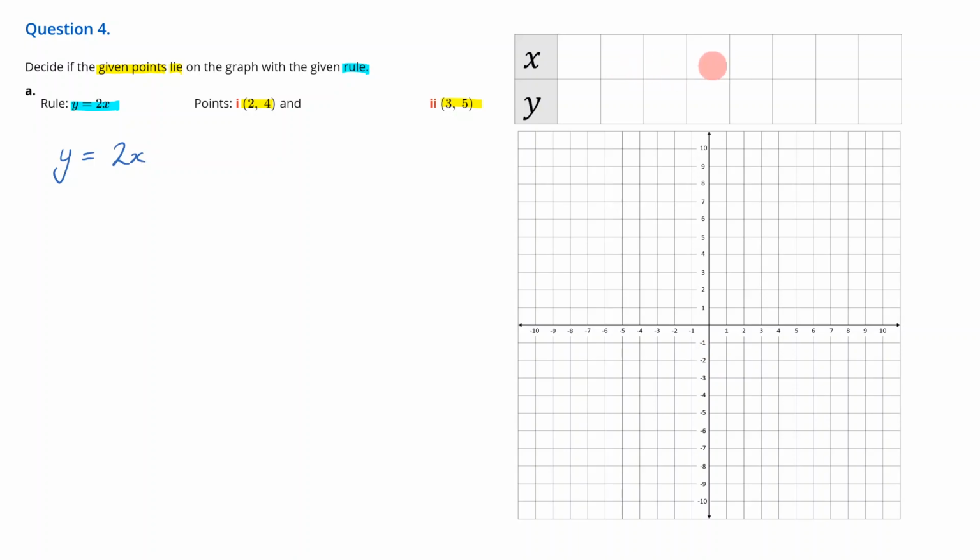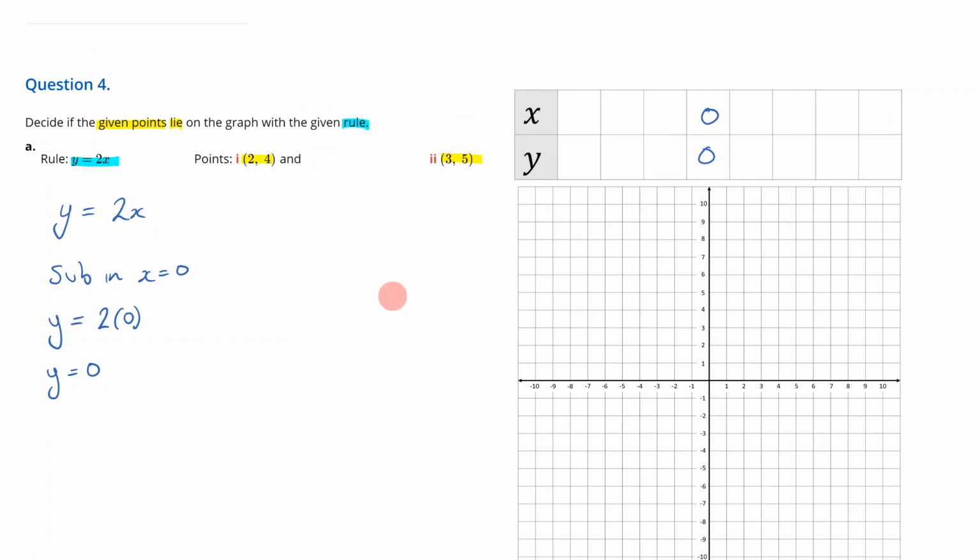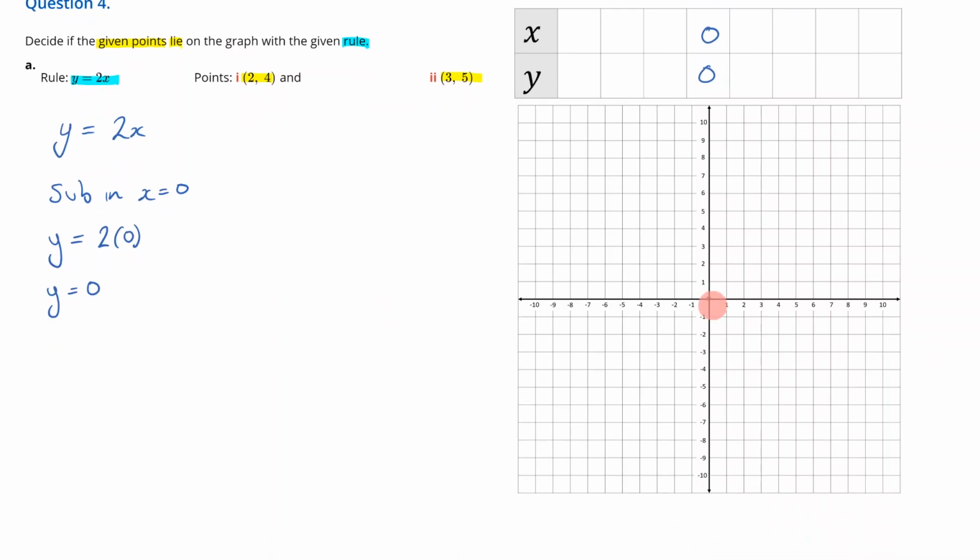So let's say we start with x is equal to 0. Well, when x is equal to 0, what is my y equal to? And remember, to do this, you sub in x is equal to 0. So I'm going to get y is equal to 2 times 0, so y is equal to 0. So that's a 0 there. That means when I put 0 in, I get 0 out. We can also write this as a coordinate. This is the coordinate 0, 0. So that's right here. That's our first point.